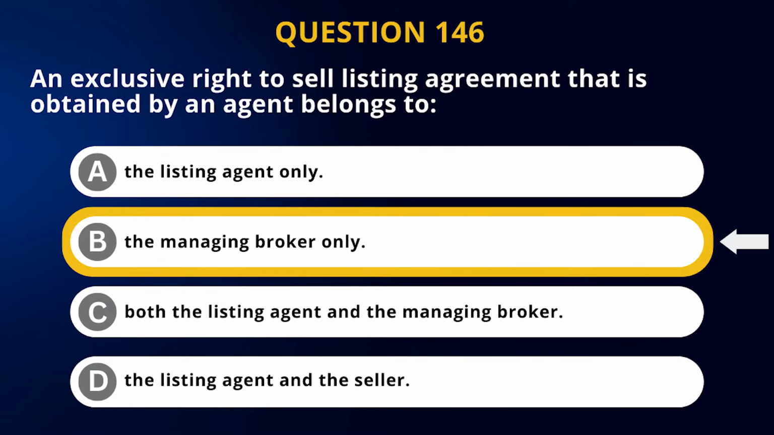So here, letter C says both the listing agent and managing broker. Nope. The listing agent only. Nope. That's incorrect. So is D, the listing agent and the seller. So A, C, and D all list the listing agent, if you notice there. And then letter B is the managing broker only. So the answer here is managing broker only. That's who controls, and basically who the listings belong to.